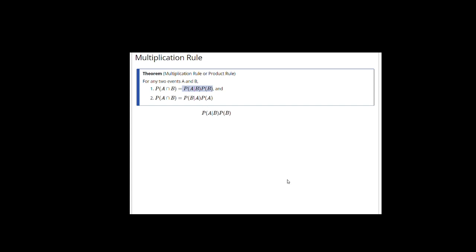If I take the right-hand side of the first equation, the probability of A given B times the probability of B is the probability of A intersect B divided by the probability of B, all times the probability of B. And because we both multiplied and divided by P of B, this turns out to be simply the probability of A intersect B. You can use the same argument to show the reverse direction, the second of these equations.